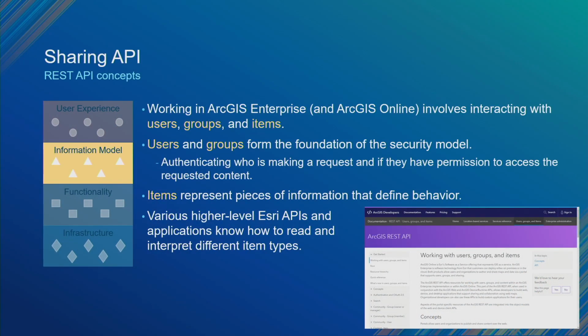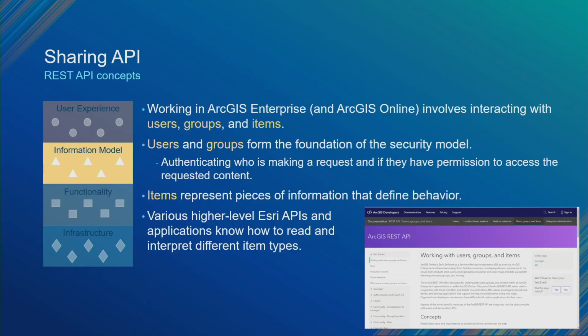So let's jump into the sharing API. This actually is available for online and for enterprise, and again, focuses on users, groups, and items. So what we've actually done to make this as seamless as possible is make this almost identical between online and enterprise. So some of you that have experience might have already worked with this API before, and it allows you to create applications that can seamlessly work in either product.